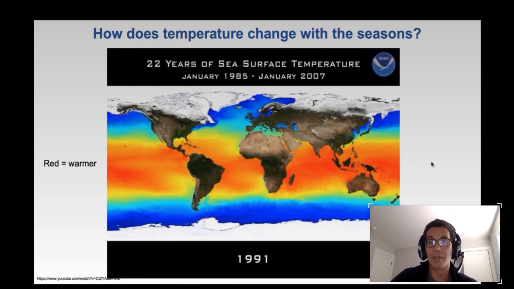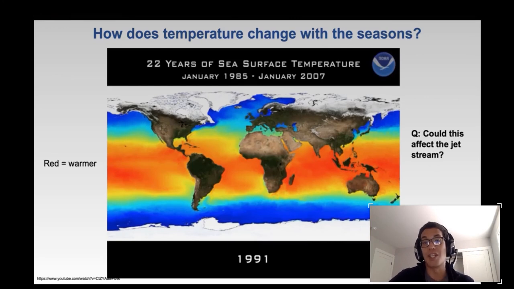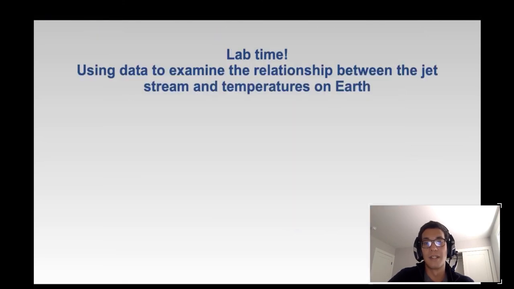So that's how temperatures change with seasons. And so a question is, could this affect the jet stream? If you're changing where it's warmer or colder, might that change the temperature differences between the low and high latitudes? Maybe this could affect the jet stream. So this is something you need to explore in lab time. So you're going to use data to look at the relationship between the jet stream and temperatures on Earth.